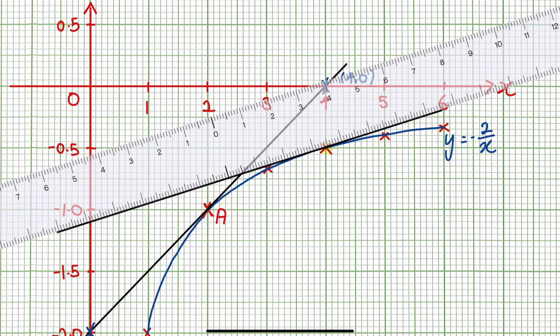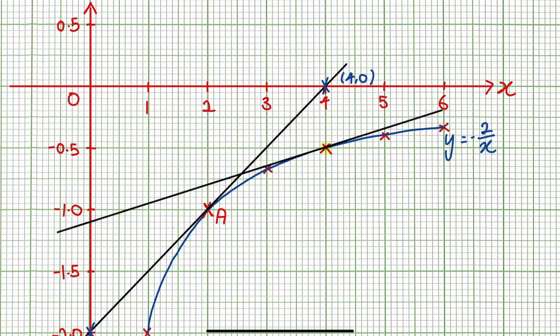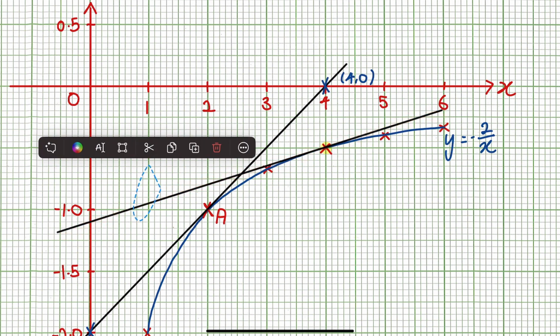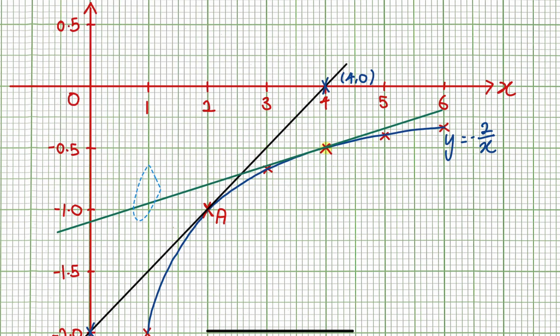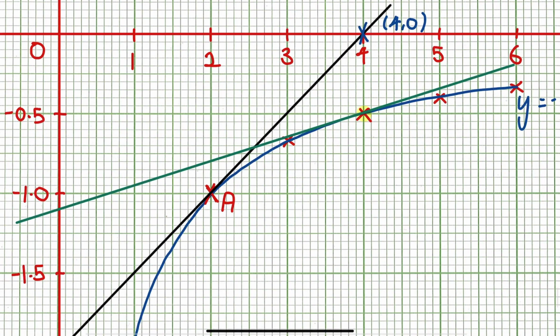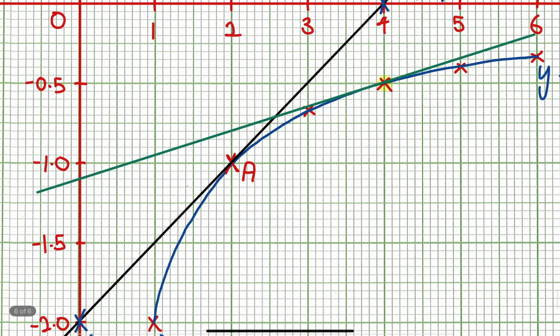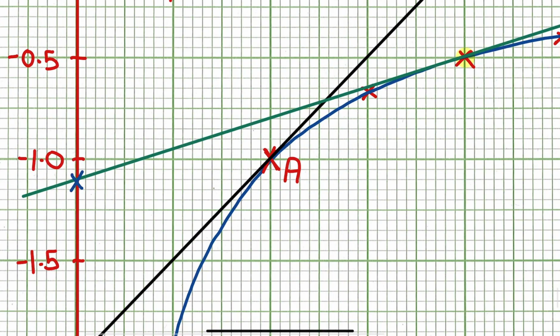So I've done that now. Now I'll find the gradient of this new line over here. Maybe I'll put this in a different color so you can see more clearly. Maybe I'll choose green. Along this new tangent, I'll choose two nice points. I can find one nice point here. This point is 0, negative 1.1.